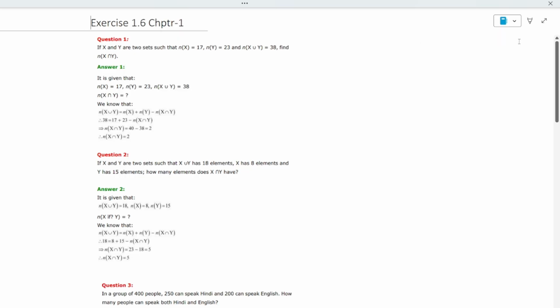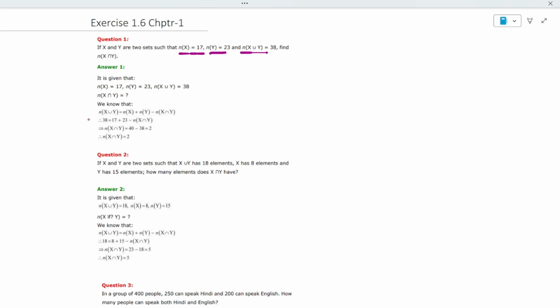First question they have given is, if x and y are two sets such that n of x is 17, n of y is 23 and n of x union y they have given as 38, we have to find n of x intersection y.